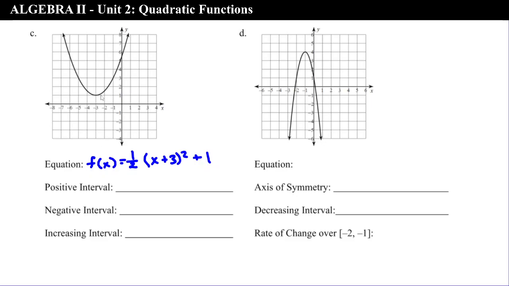Our positive interval is from negative 3 to infinity, but it's also negative infinity to negative 3. Remember, positive is anything that's above the x-axis. So our positive interval is everywhere. And then our negative interval, since it's positive everywhere, you have no negative interval. Now it's increasing from negative 3 to positive infinity.